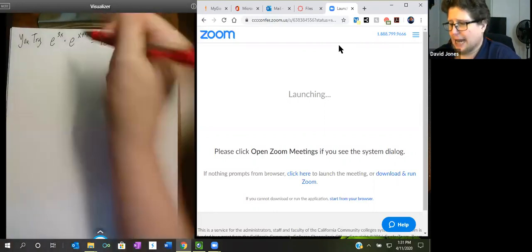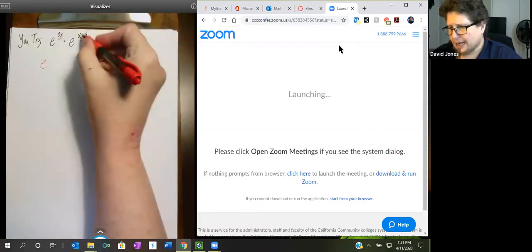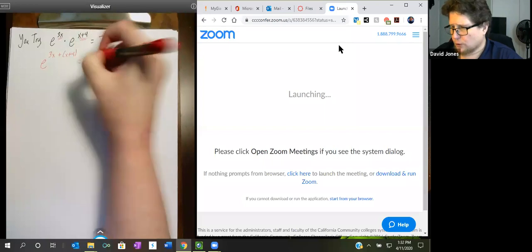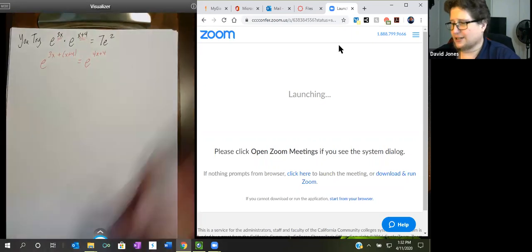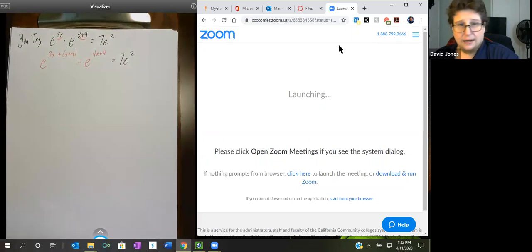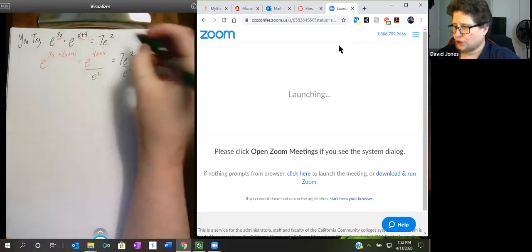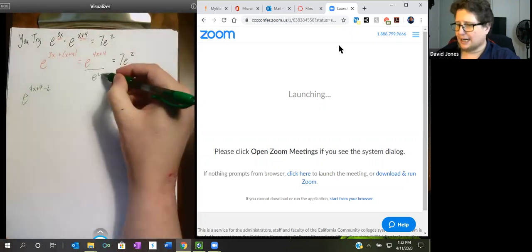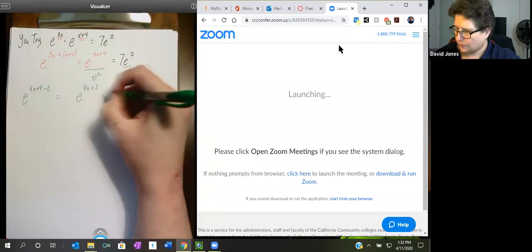First thing we do is add these exponents: 3x plus x plus 4 equals e to the 4x plus 4. And the right side is still 7e squared. Now we'll divide both sides by e squared to get all the e's together, which turns that into subtraction. We'll subtract that exponent, and we get e to the 4x plus 2 equals 7.